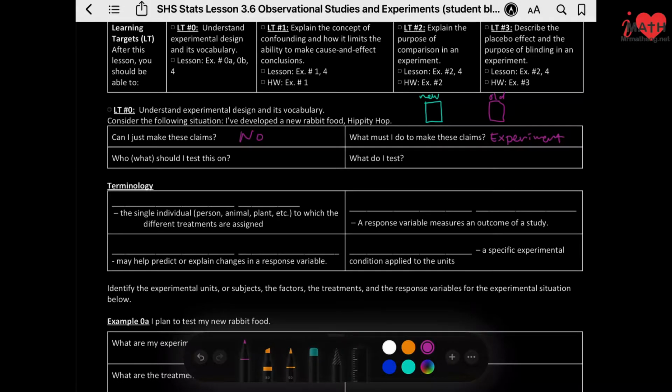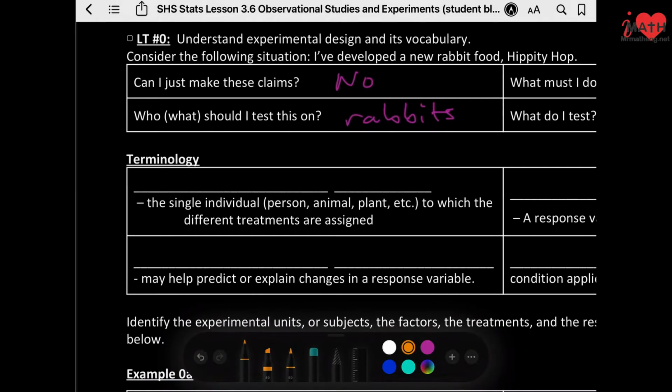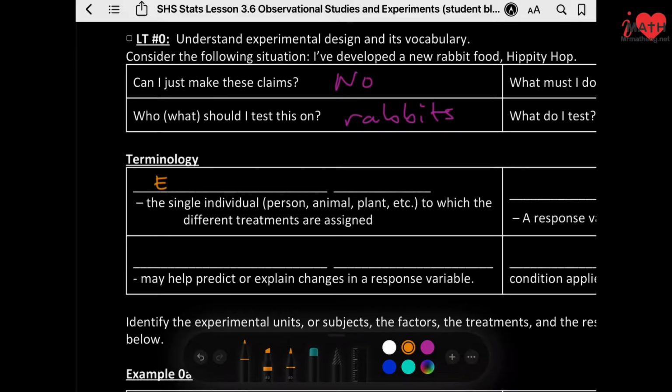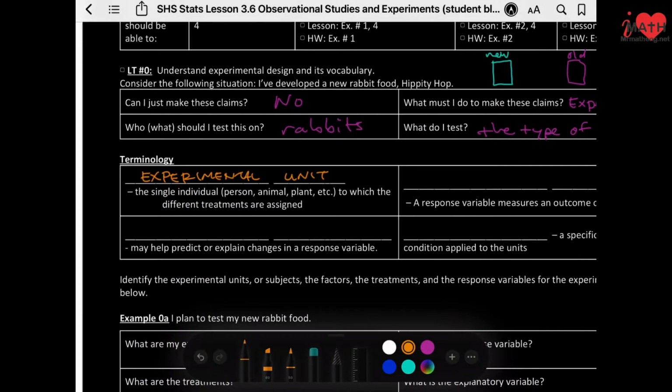Who or what should I test this on? Well, who's this for? It's for rabbits. And what do I test? I'm going to test the type of food. Okay, so I have some terminology in the next boxes below. The experimental unit is the single individual, it could be a person, animal, plant, or thing, to which the different treatments are assigned.